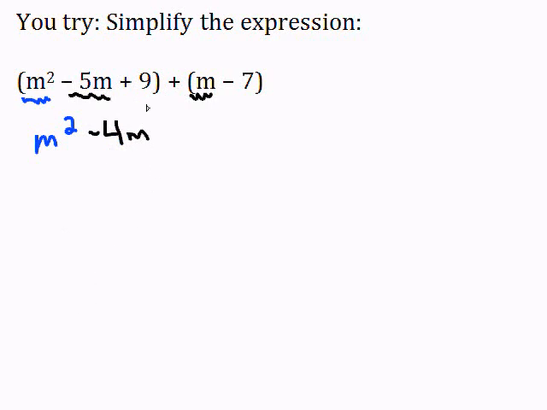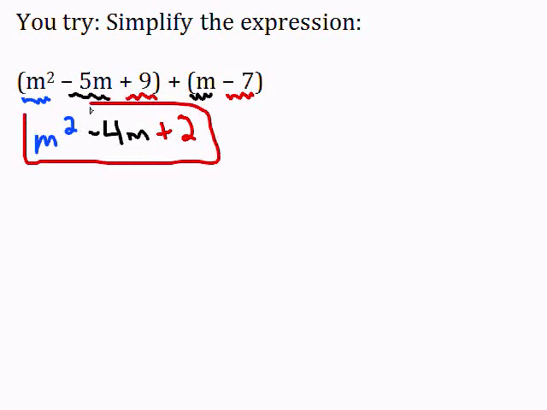Then we look for constants. There's a 9 in our first set of parentheses, and there's a negative 7 in our second set of parentheses. 9 minus 7 gives us a positive 2. Since this expression is already from largest exponent to smallest exponent, it's our final answer.